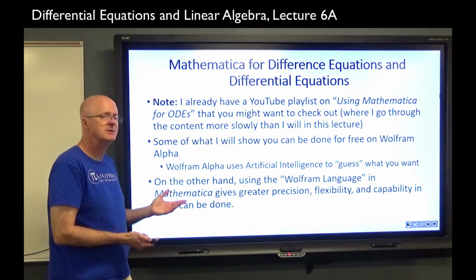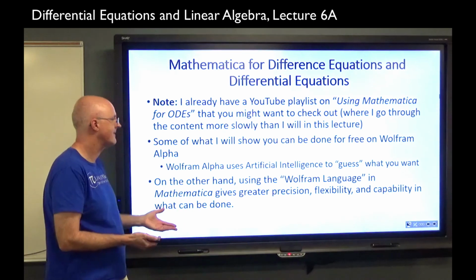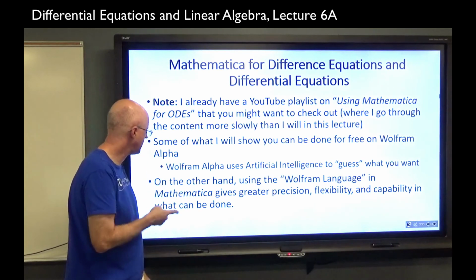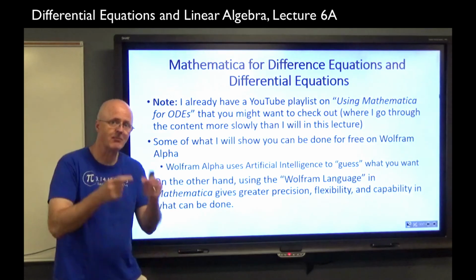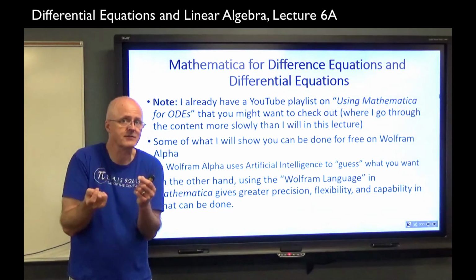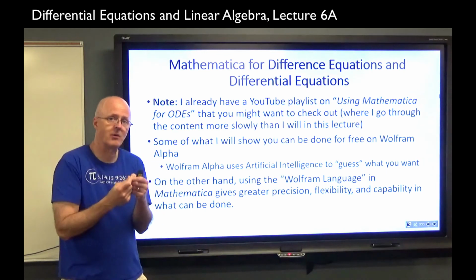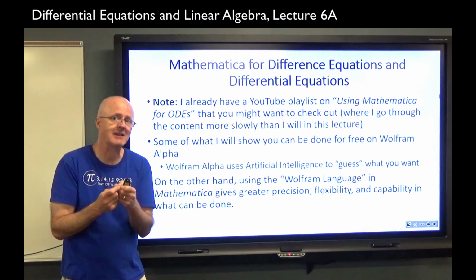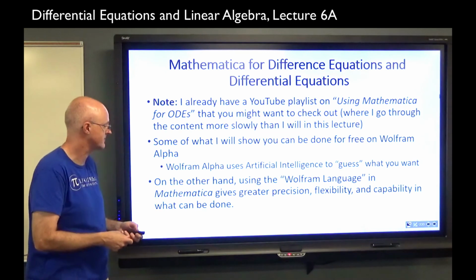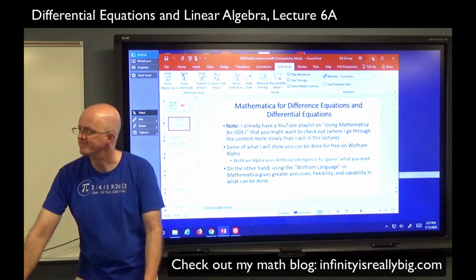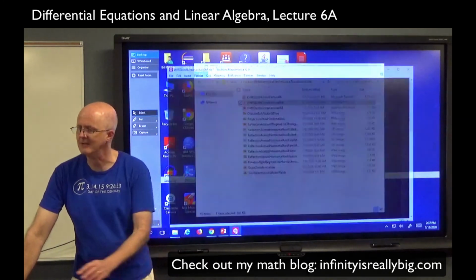In Mathematica, we use something called the Wolfram language. This gives us power, greater precision, flexibility, and capability in what can be done. It's more exacting. You get errors if you do it wrong, but you can do more with it. You can make Mathematica do exactly what you want when you understand how to use it. So let's now go ahead and start using Mathematica for the rest of lecture A.